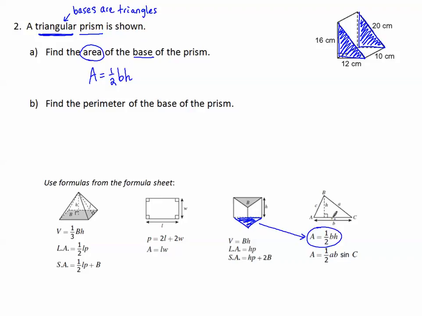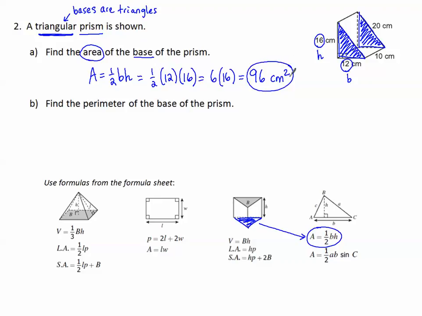Lowercase b means the length of the base. H means the height of the base. So look at this picture. The length of the base says 12, so this is our little b. The height of the base says 16, so this is our h. So 1/2 times 12 times 16, or 6 times 16, since half of 12 is 6, which is 96. This is area, and I'm using centimeters, and area is square units. So 96 centimeters squared, or say it square centimeters.